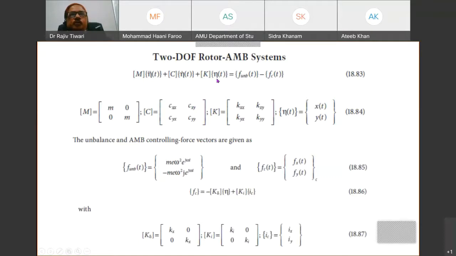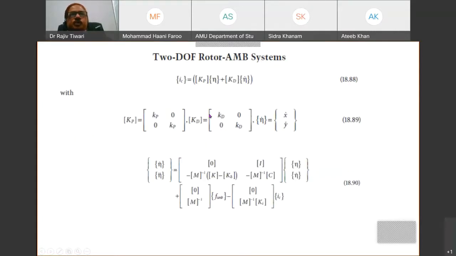They are two in number. So if we convert into a state space form, we'll be having four equations of motion. So this is the state space form representation of the same equation, in which now they are four in number. Similar to the previous one, the form of the equations is similar.